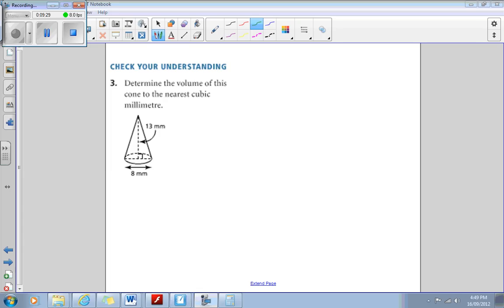Here's a simple question here. Determine the volume of this cone to the nearest cubic meter. It's not that hard, but you do have to remember, guys, that the diameter is 8 here, and we're looking for the radius. And the diameter is 2 times the radius. So in order to get the radius, we have to take this diameter and divide it by 2. So 8 divided by 2 would be 4. Our height here is given to us where we drop the toothpick down and it hits, which is 13.